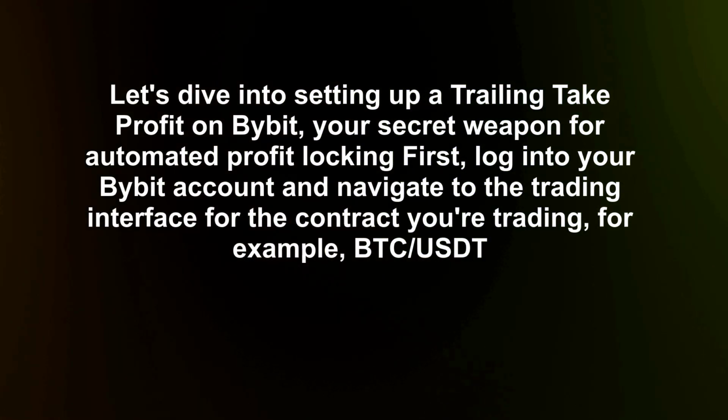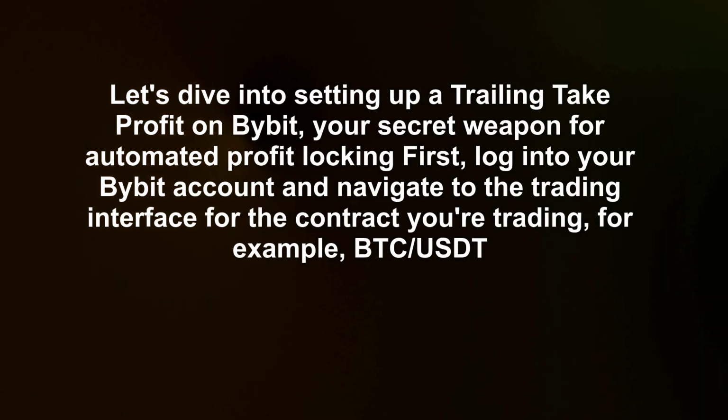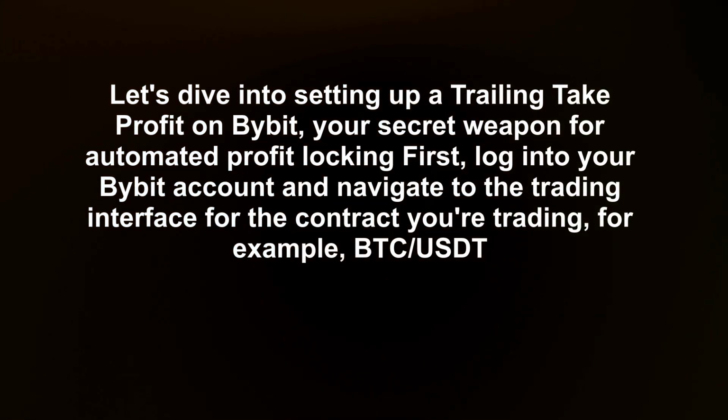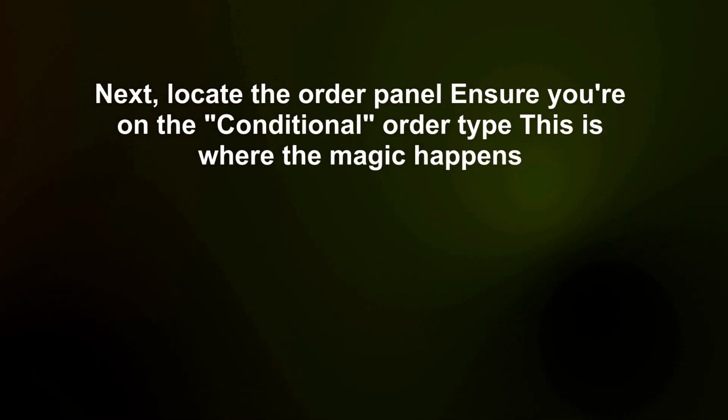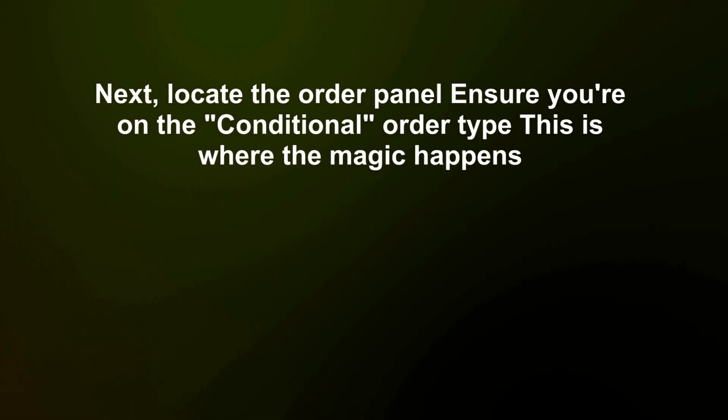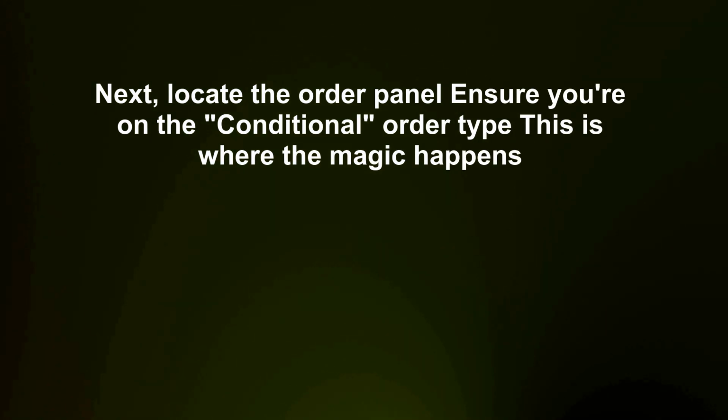First, log into your Bybit account and navigate to the trading interface for the contract you're trading, for example, BTCUSDT. Next, locate the order panel. Ensure you're on the conditional order type. This is where the magic happens.